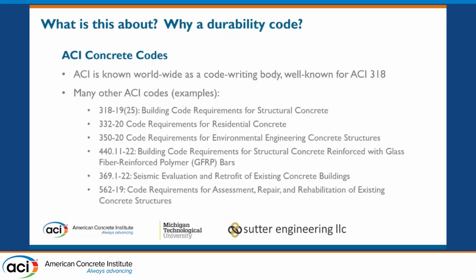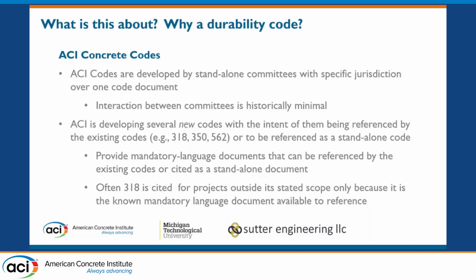So we all know, one of the key things that we do at ACI is write codes. That's one of our main products, one of our main IP, if you will, and we're known worldwide for that. We have many examples of codes out there that I'm sure many of you are familiar with. Obviously, 318 is the most well-known code, but there's a whole variety of codes. The last number I heard this morning was 37 codes, either out there or in development, so there's a lot of new codes being developed, as Mike talked about.